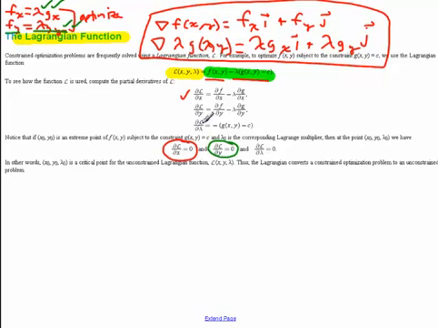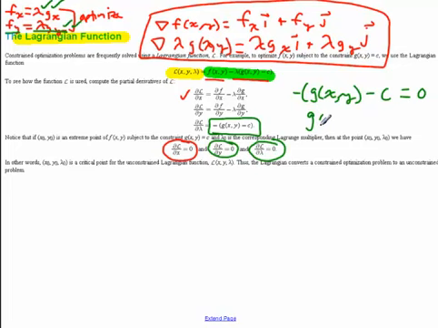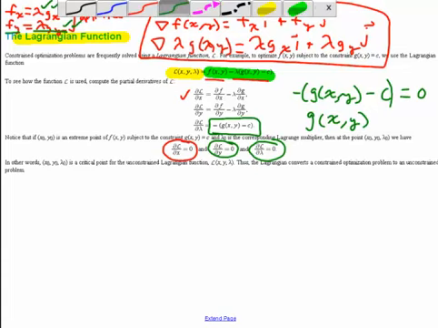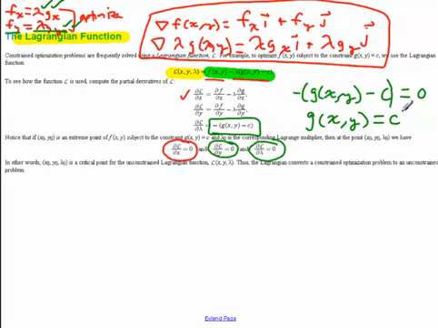And then the very last statement, the partial of L with respect to lambda. When we take the derivative of this function with respect to lambda, what we get back is just negative g of x y minus c. And when we set that equal to 0, all that's saying is that g of x y must equal c.